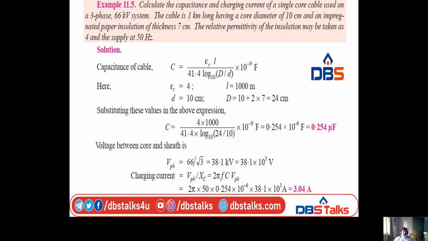Now, first of all, you have to determine the V phase value. They given, this is three-phase system, they given 66 kV. That is a line voltage. To get the phase voltage, 66 kV by root 3, that is equal to 38.1 kV.